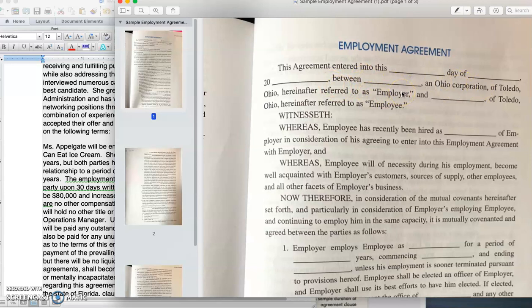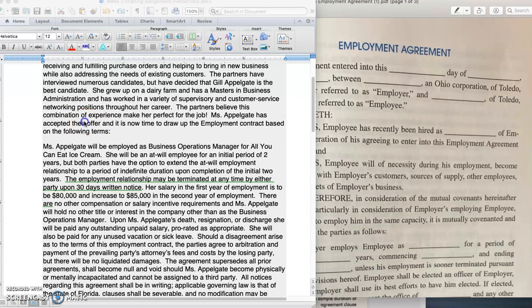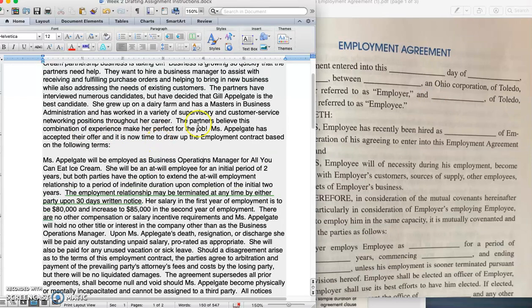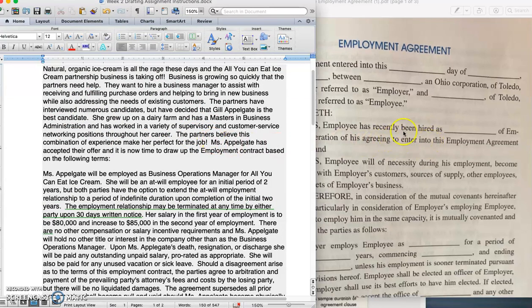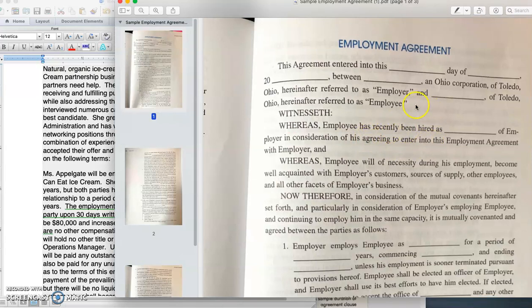So between All You Can Eat Ice Cream, a Florida general partnership of Ocala, Florida, hereinafter referred to as employer, right? Because they are the employer under these facts, and Jill Applegate of, not Toledo, Ohio. She's not from Toledo, Ohio. She's from Ocala, Florida, right? That's up here also in the fact patterns, right? So you would say, and Jill Applegate of Ocala, Florida, hereinafter employee, right? Then that's fine. You can write witnesseth. This is standard contract terminology.